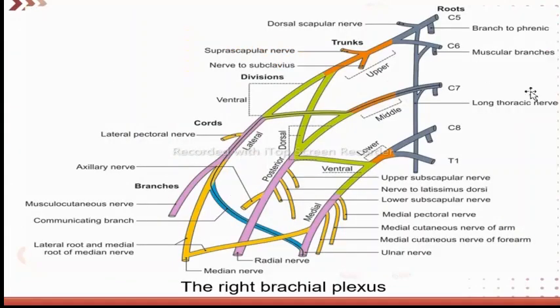Because the fibers of the ulnar nerve also arise from root C7. This is the pathway for C7. So the root value of the ulnar nerve is C8, T1, and C7.